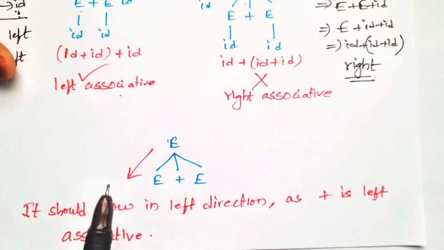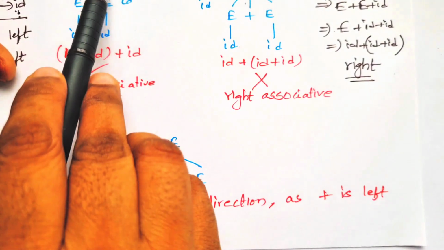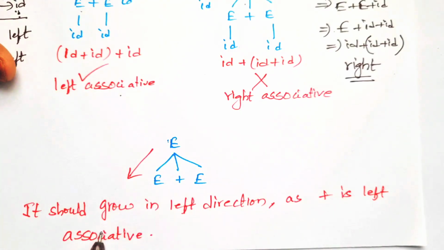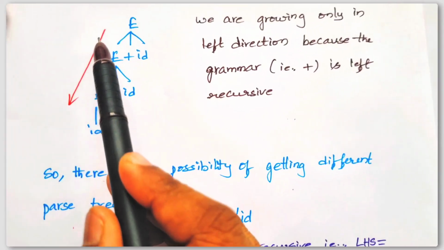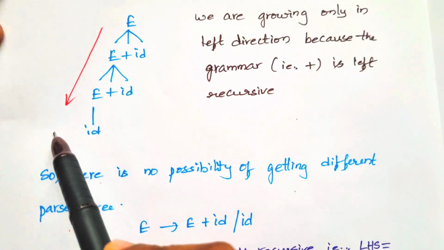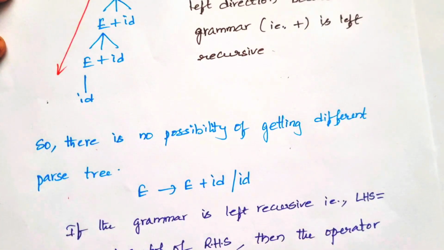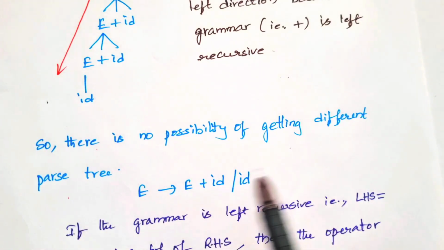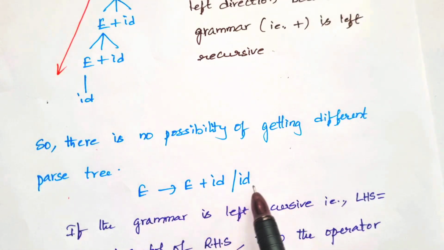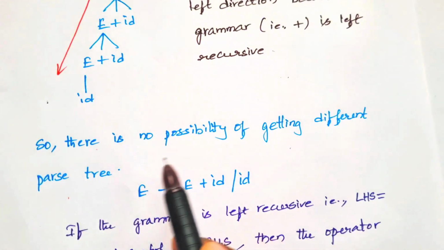If you want to assign the associativity, the tree must grow in the left direction only, not in the right direction. If you want the tree to grow in the left direction, what do you have to do? The plus must be left associated. Means it must be left recursive. Means you have to take the grammar rules like this. See, you must remove the right recursion. E goes to E plus E or id. In this format you have to take.